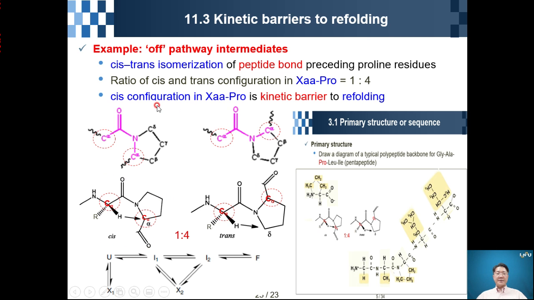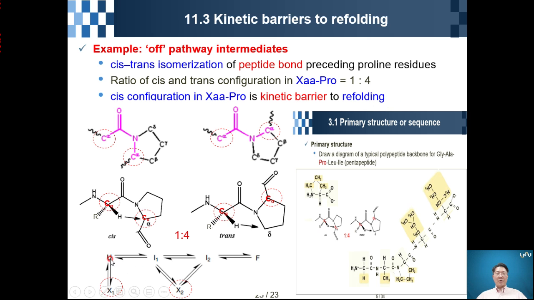So this cis configuration in XAA proline can be a kinetic barrier to refolding, and the cis configuration in XAA proline can be an off pathway intermediate. This can be an off pathway intermediate, and also this configuration in XAA proline can be a kinetic barrier to refolding.